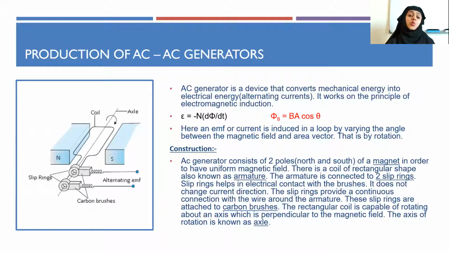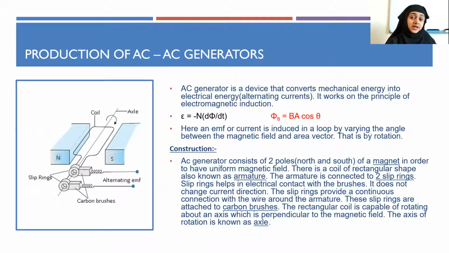Okay. So what is an AC generator or a dynamo? It's a device that converts mechanical energy to electrical energy. And it works on the principle of electromagnetic induction. Who put forward the rules for electromagnetic induction? Faraday. Michael Faraday. And he proposed two laws, right?